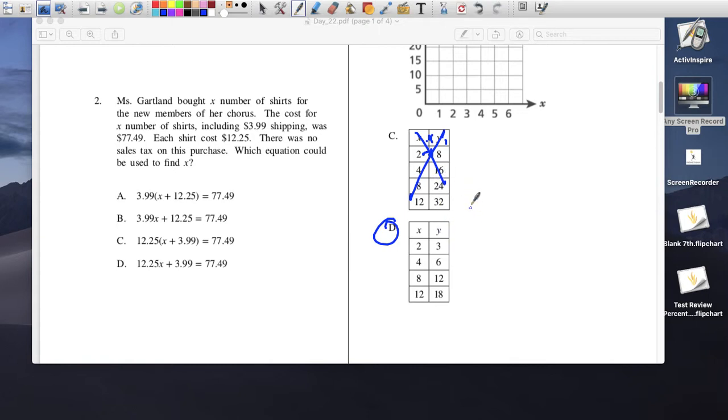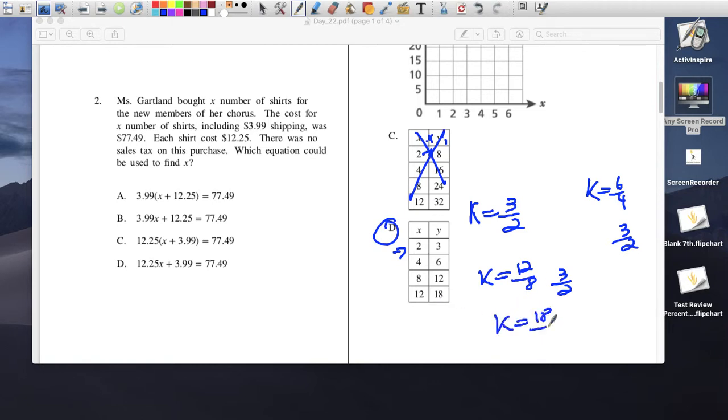If you look at k, the constant of proportionality, let's look at this point. So it's 3 over 2, right? Let's look at the second one. k is 6 over 4, which becomes 3 over 2. k equals 12 over 8, and if you simplify 12 over 8, it becomes 3 over 2, right? Because divide by 4, divide by 4. And the last one, k equals y over x, which is 18 over 12, and you can divide by 6. 18 divided by 6 is 3, and 12 divided by 6 is 2. So they all have 3 over 2. So k for any of these points is 3 over 2, or if you like, 1.5.